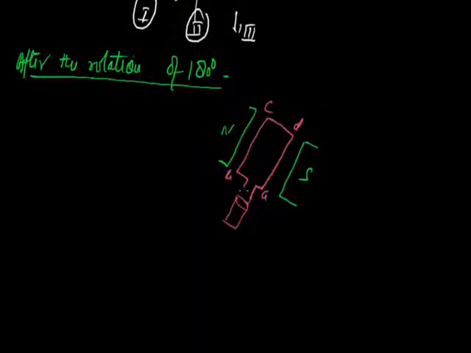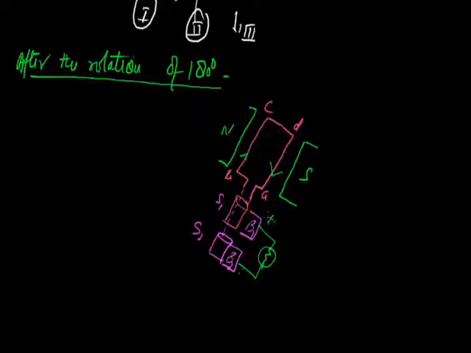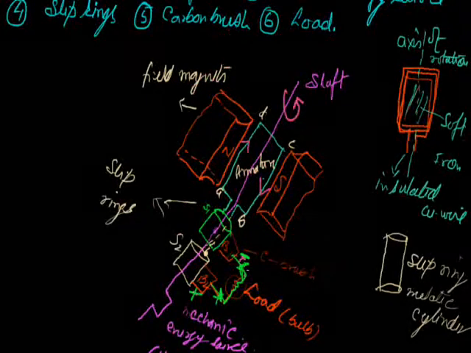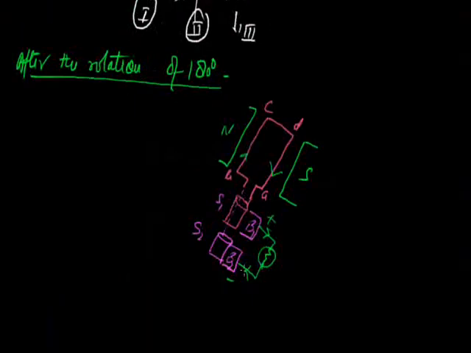Now it is connected to 2. This one is S1, this one is S2. Here is brush B1, here brush B2. Now the direction of current is given in this way. Here is the load. It becomes positive, it becomes negative. Current will flow in this direction. Initially, for the first half, the brush B1 was negative and B2 was positive, but after rotation of 180 degrees, B1 becomes positive and B2 becomes negative.